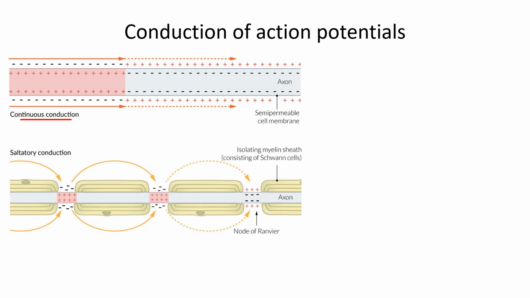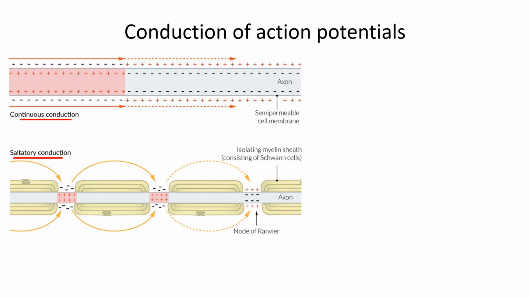Saltatory conduction, which is shown on the bottom left corner, occurs in myelinated nerve fibers. So these fibers have intermittent gaps in the insulating myelin layer called nodes of Ranvier. Action potentials jump along the cell membrane as depolarization in one node initiates depolarization of the next, resulting in higher conduction velocities than possible through continuous conduction.